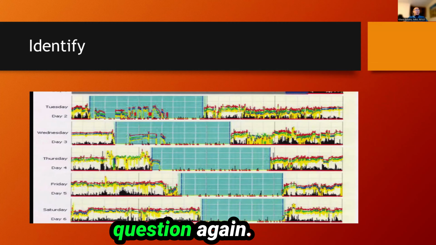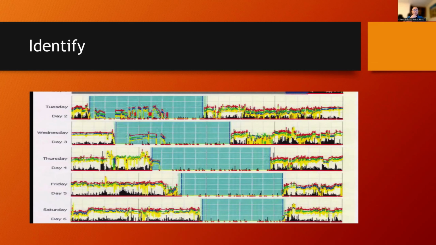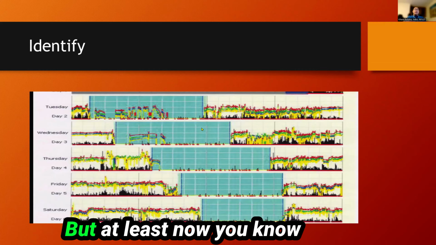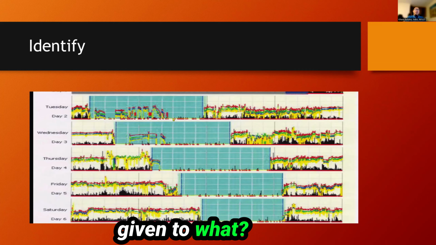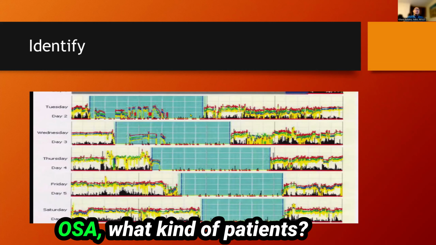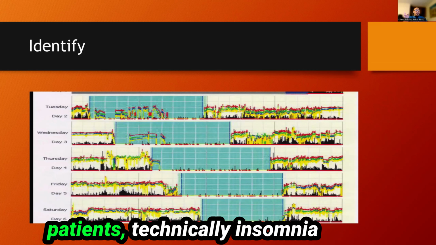Let me ask you a question again. Who has done actigraphy studies here? So the doctors are the only ones that will touch it. But at least now you know what they're looking at. This is primarily given to what? Insomnia, OSA, what kind of patients? Insomnia. Yes, you give this to insomnia patients.